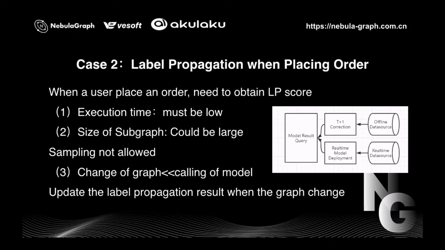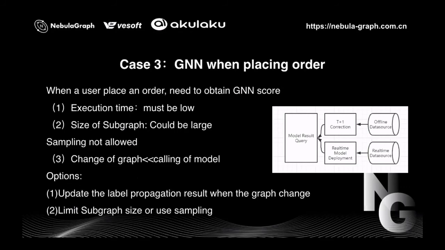And the third case is a similar case, that is the graph neural network, but we have a more difficult situation because the execution time of graph neural network models is usually significantly higher than label propagation, and it's also more complex.